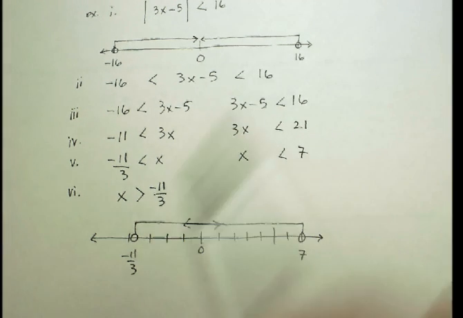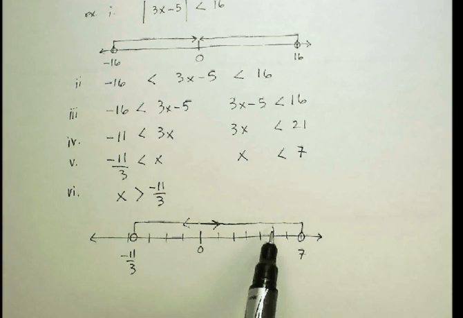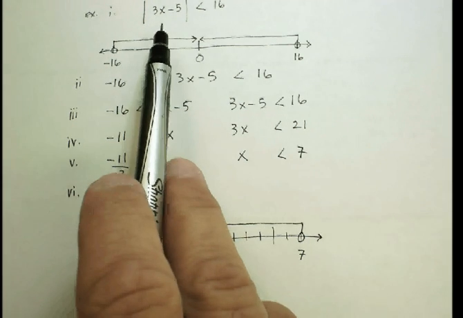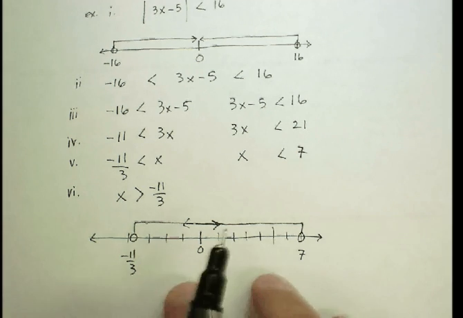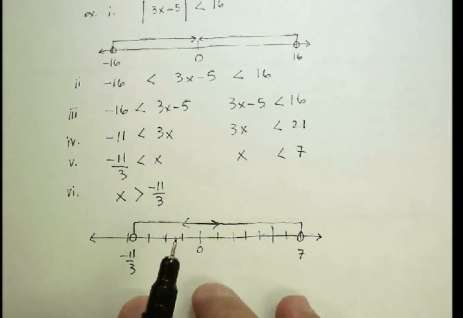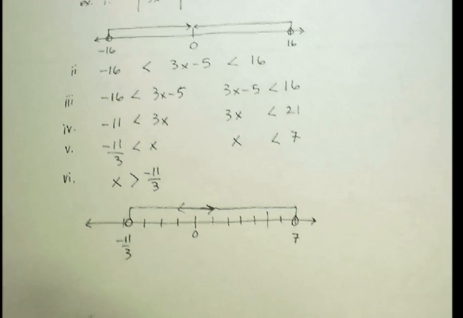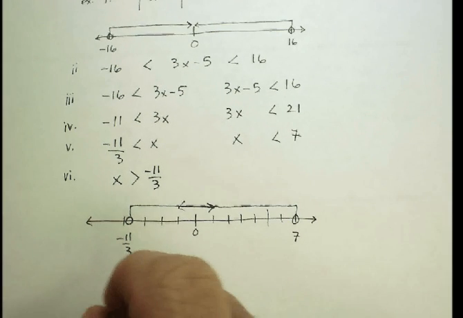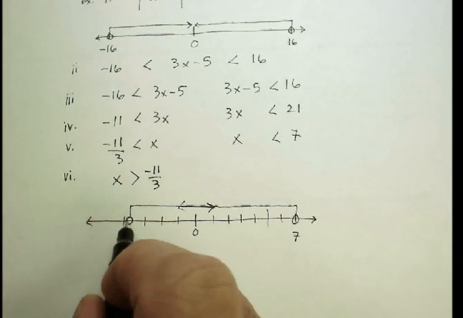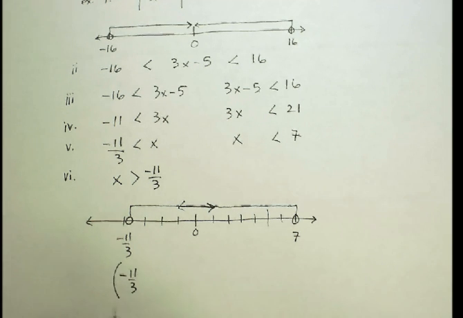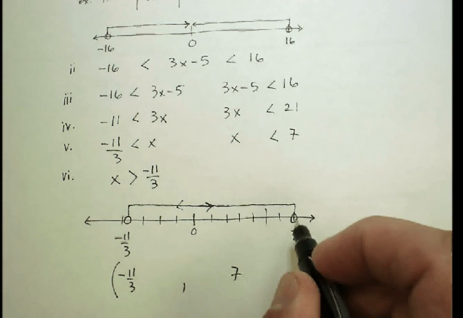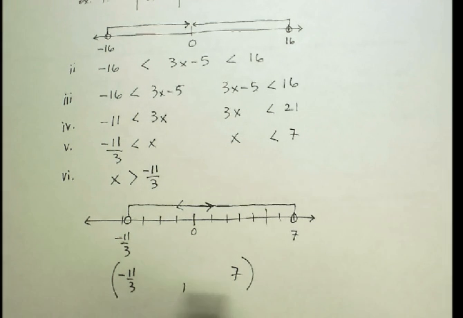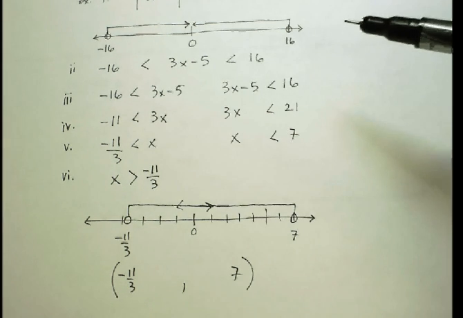I'm saying that any point in here, when I put it into my original equation, will be less than 16 units away from 0. Now I'm not quite done. I still need to rewrite this using my interval notation. What I would say is negative 11 thirds, I would have an open circle, so I'd have to put a parenthesis, right? Then comma, all the way up to positive 7, again open circle, so I put a parenthesis. That would be my answer in interval notation for this particular problem.